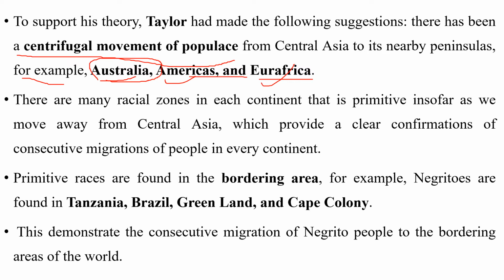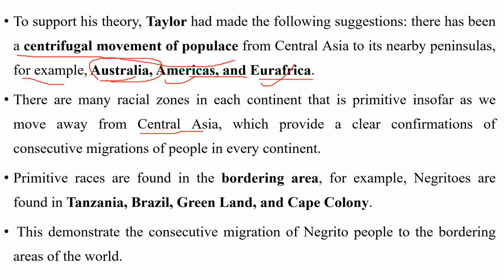So how did people migrate to Australia? We should focus upon the theory of continental drift. Means in ancient times Australia was a part of Gondwana land, and after that it moved towards the southern part of the globe. There are many racial zones which contain the primitives, insofar as we move away from Central Asia, which provides a clear confirmation of consecutive migration of the people in every continent.